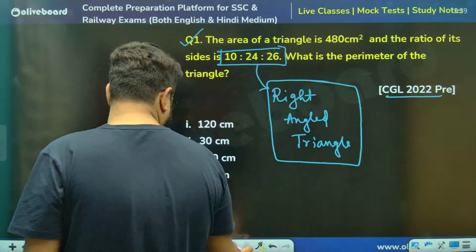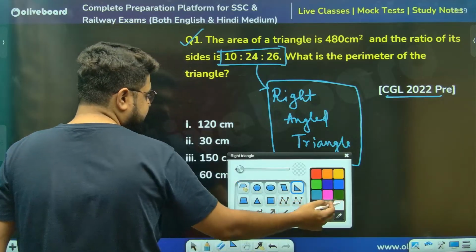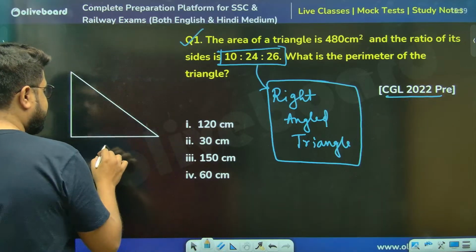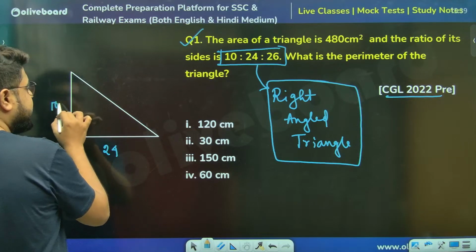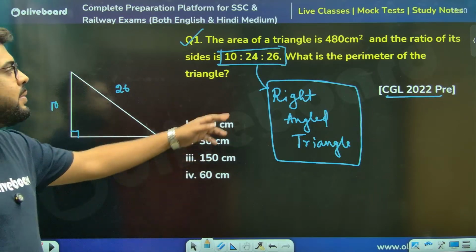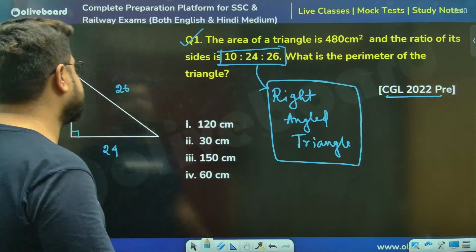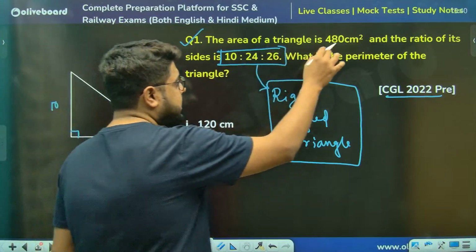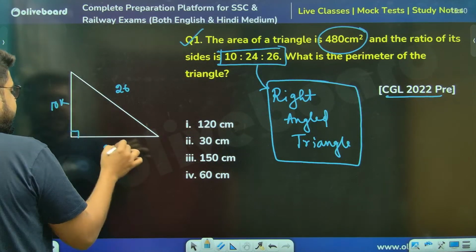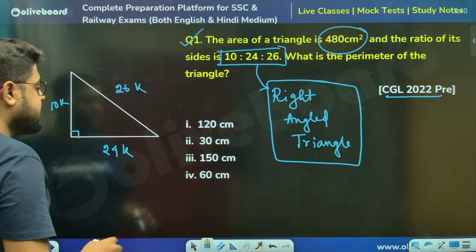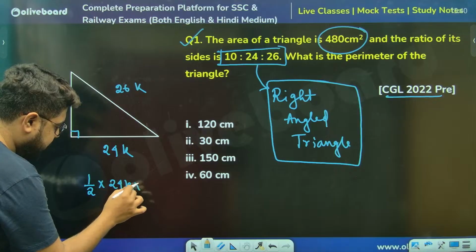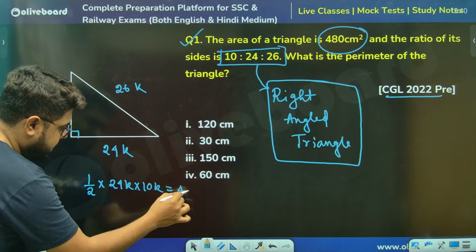And you do not need to do anything then. You will say, "Arey sir, ये तो बहुत simple है." One side will be 24, another side 10, and the biggest side has to be 26, and this is 90 degrees. Sir, they are asking the perimeter. First things first, this is the ratio, so I take 10K, 24K, 26K. What will be the area? Half into 24K into 10K, which is given as 480.